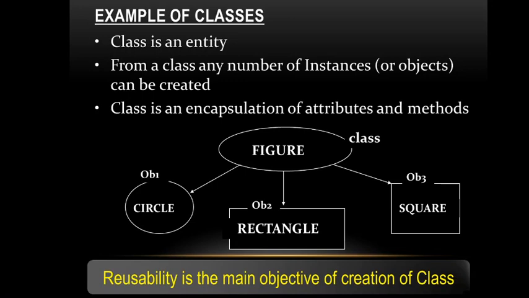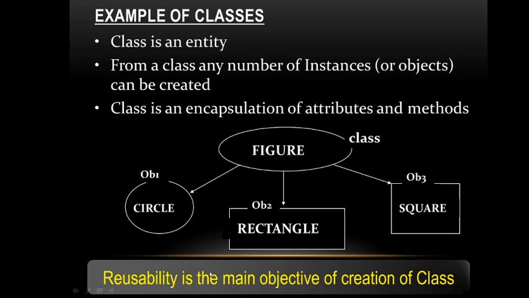So in the example you can see here, we have figure. Figure is the class. And we have created 3 objects out of the figure. Circle is one object, rectangle is another object, square is another object.